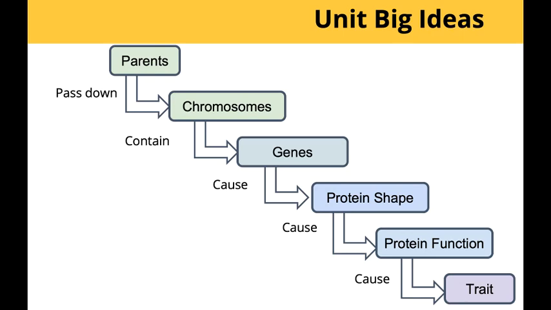Unit 7.6 is built upon a chain of causality that is a central pillar of life science. Your genes are determined by which chromosomes you inherit from your parents. Your genes determine your protein shape. Protein shape determines protein function, and protein function determines traits. Students discover this chain of causality link by link as they progress through the unit.